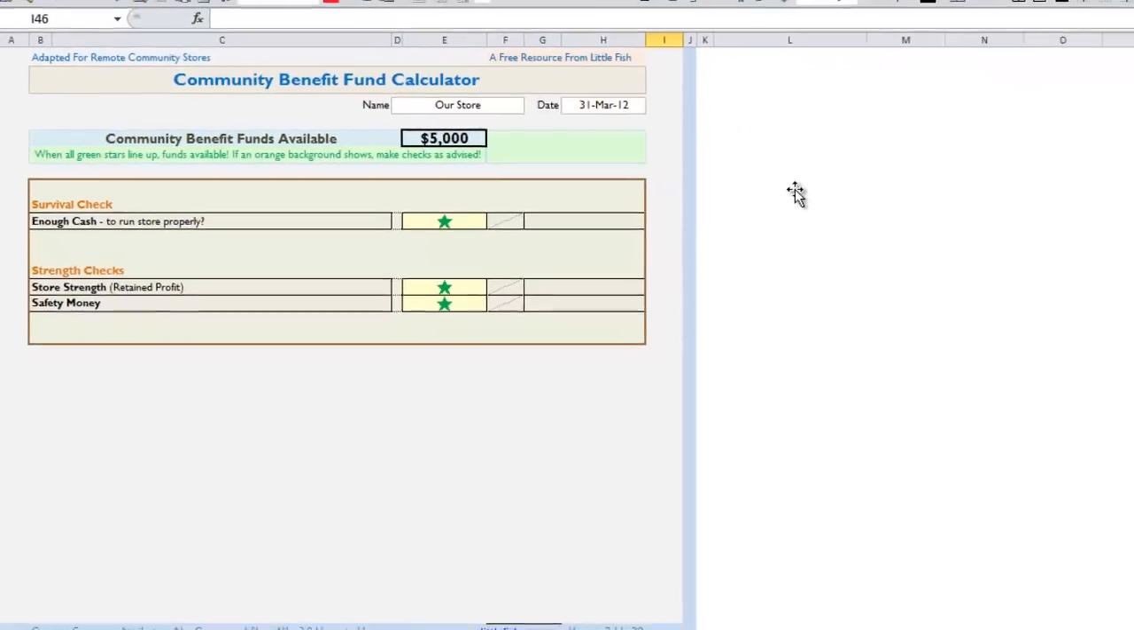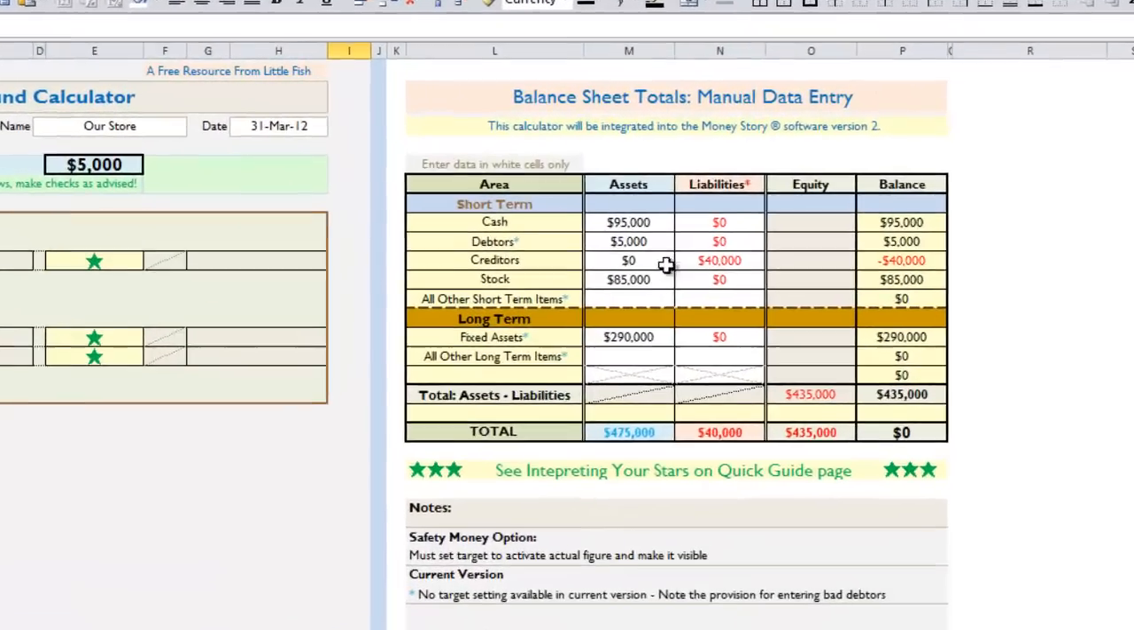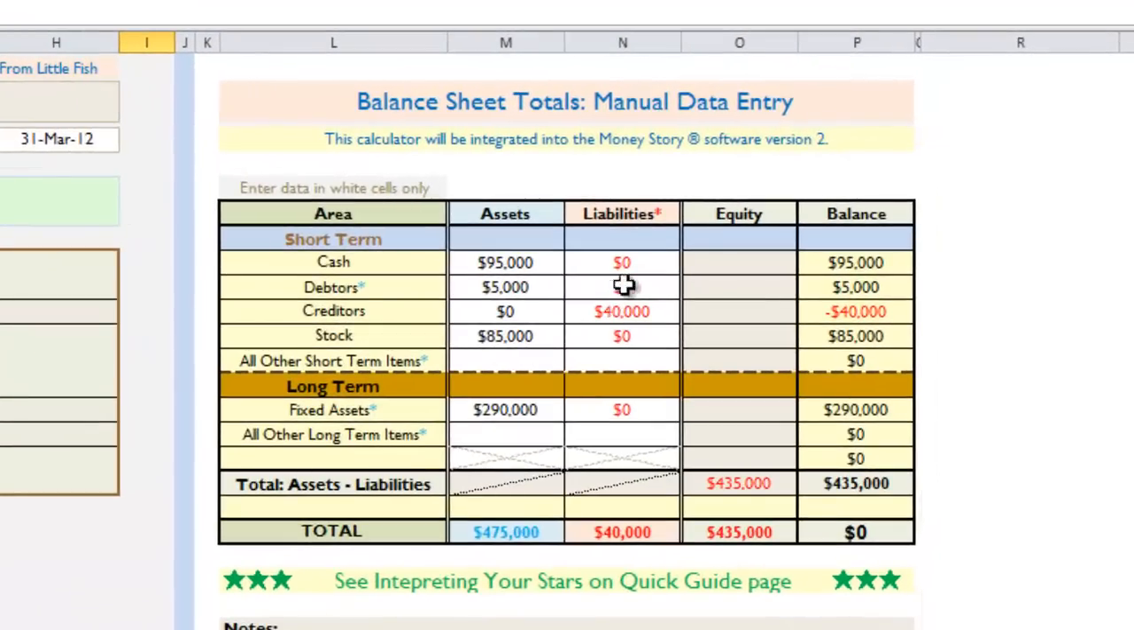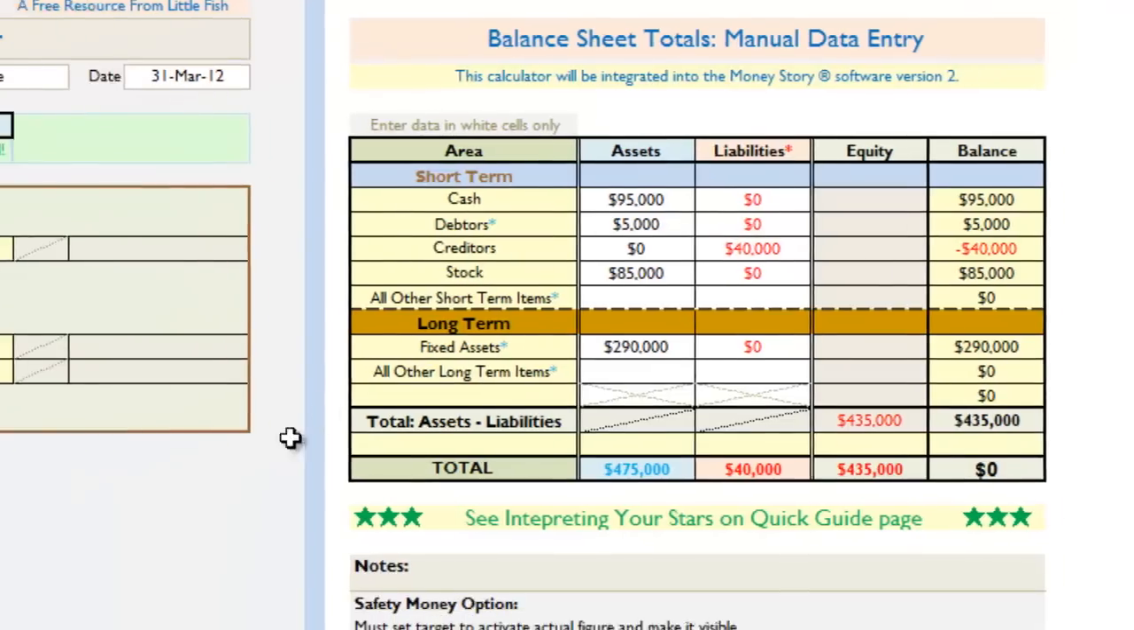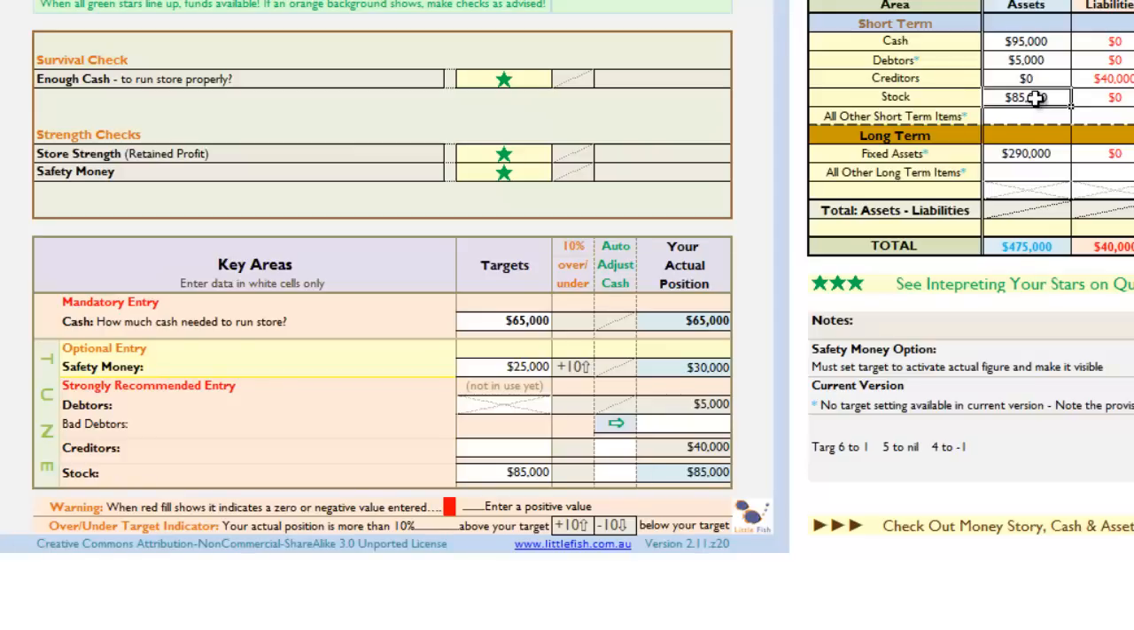Now we need to enter numbers into the calculator. Well, we do this by simply entering numbers into this very simple balance sheet here. We'll talk a little bit more about this later. Now those numbers will come out here. So let's just take a number. Stock. You can also enter targets. The more targets you enter, the more accurate the calculator will be. So you can see the targets, and we don't have a target for debtors, but you can enter bad or doubtful debt, and we will explain what these two cells are for.